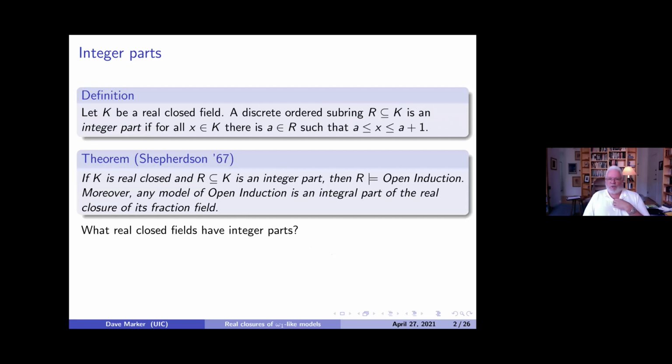The relevance of this to arithmetic comes in this old result of Shepherdson's from the 60s, that if K is a real closed field and R is any integer part, then R models open induction. So induction for quantifier-free formulas. So I'm going to be careless today in confusing the positive part of a model of arithmetic with the ring it generates.